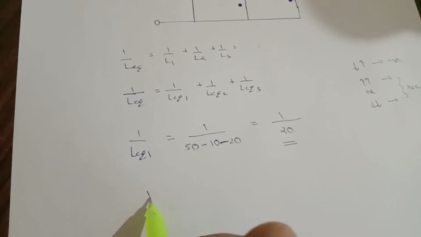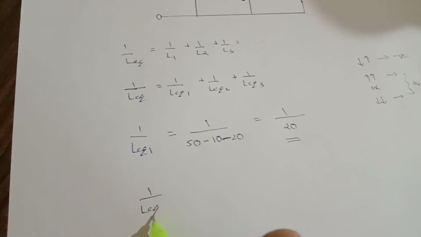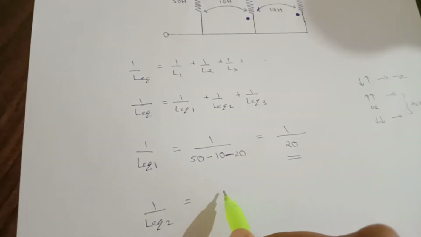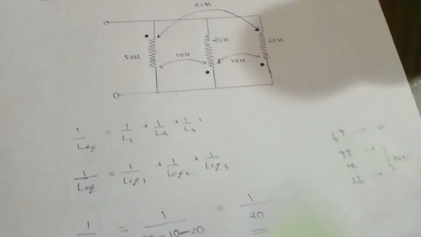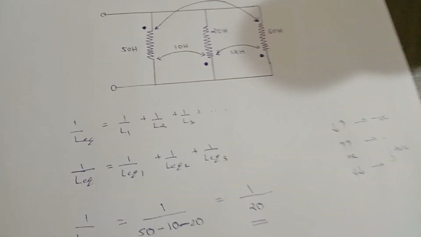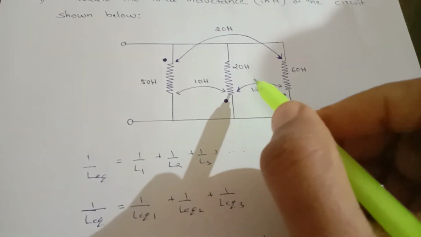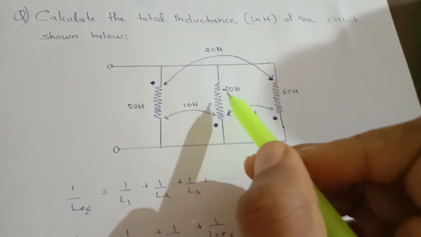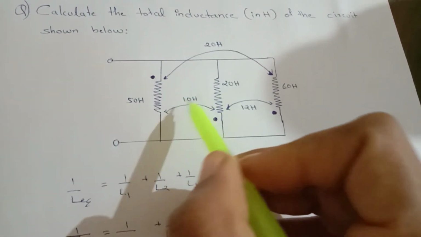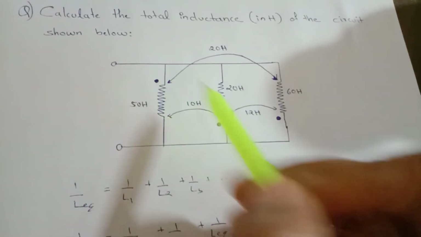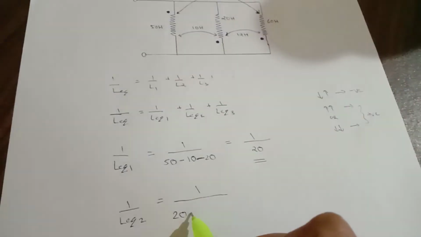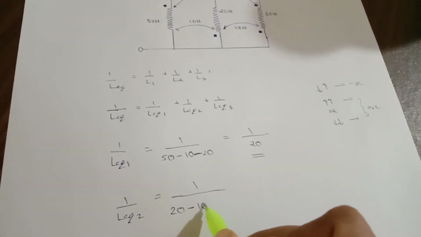So next we have to find 1 by L equivalent 2. Similarly, we have to consider this branch, which has an inductance of 20 Henry. So we write 20. Then we have to consider the mutual inductance of this branch and the first branch. The mutual inductance between them is 10 Henry, and how to consider the sign? Here the current is entering and here the current is leaving, so we'll consider a negative sign. So it is minus 10 Henry.